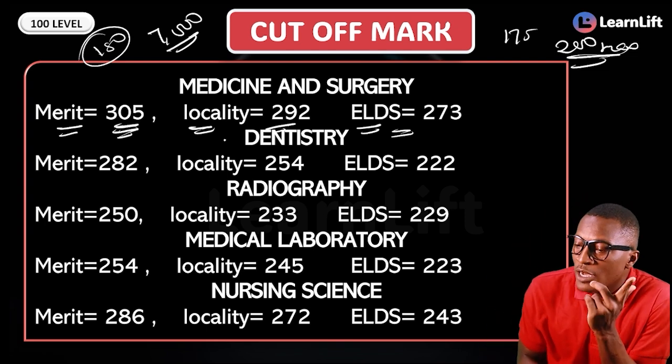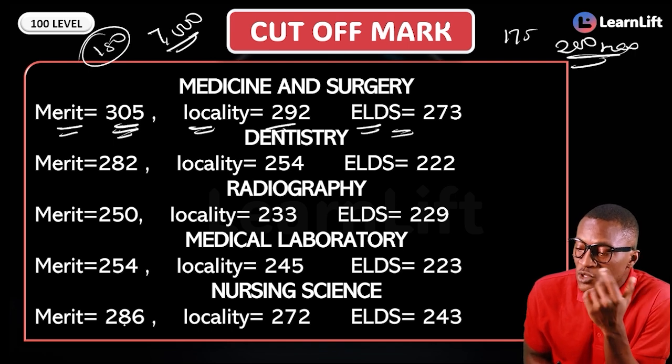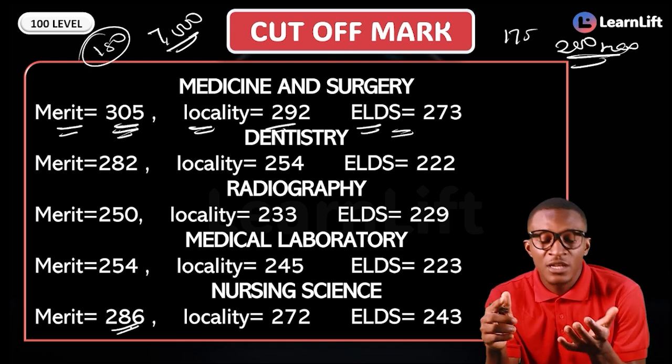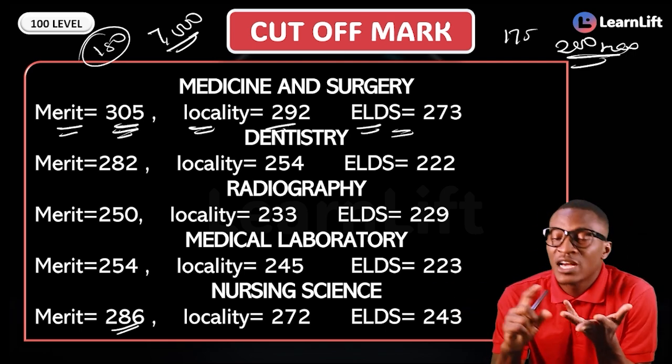Now you observe that after medicine, the other competitive course that has a high score is nursing, because everybody in Nigeria is going for the medical field, either they are going for medicine or they are going for nursing.